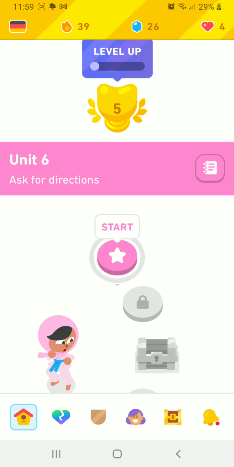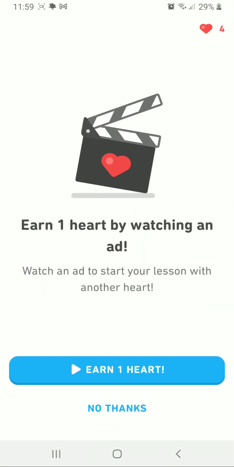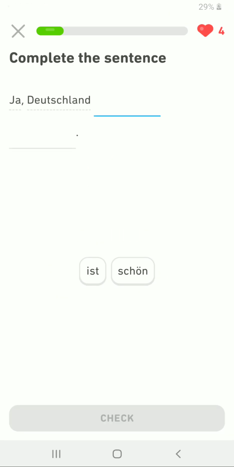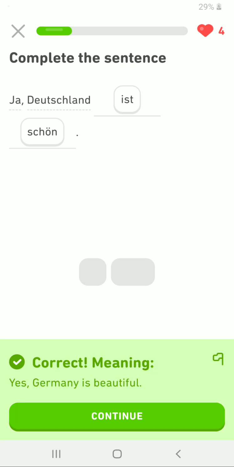So let's try to practice what we've just learned and see how much of it we can already use. They're asking me if I want to have a heart right now. I will pass because I'm good. I have four hearts. Deutschland ist schön. Do you remember what schön is? Schön is beautiful. Yes, German is beautiful.